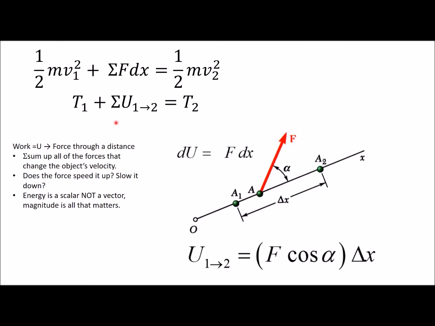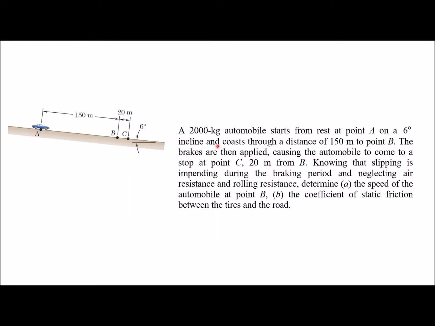Quick review about work. Force dx, it's not just the entire chunk of the force, it's only the piece of the force that is in the same direction as the displacement. So you have to break the force up into how much is in the same direction as the displacement versus how much is not. In this case, the adjacent side, the cosine side, is the piece of the force that's in the same direction as the displacement. Here's an example problem with kinetic energy and work.